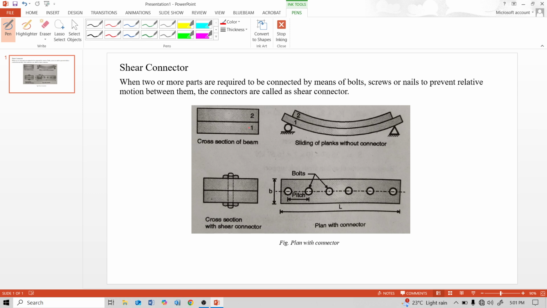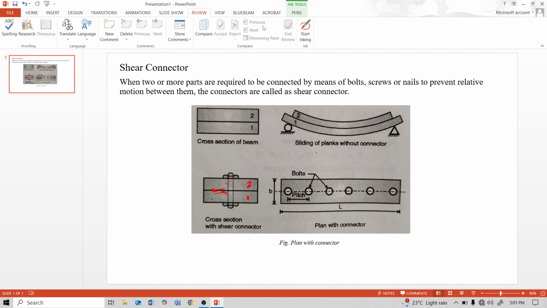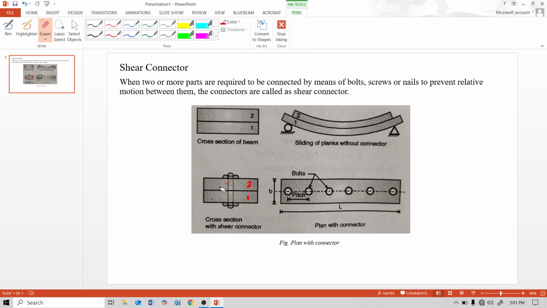Consider this part: the bottom part is 1 and the top part is 2. When these two parts are connected by means of bolts, screws or nails to prevent relative motion between them, this is the relative motion. The longitudinal shear along the shearing surface is resisted by the shear connector. This longitudinal shear is resisted by this shear connector.